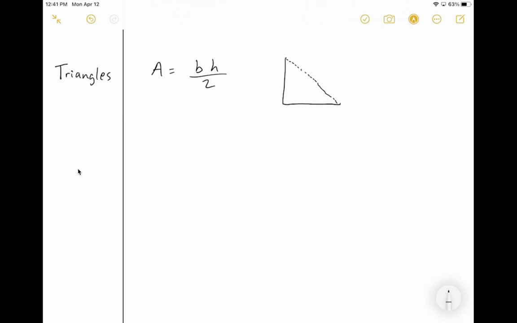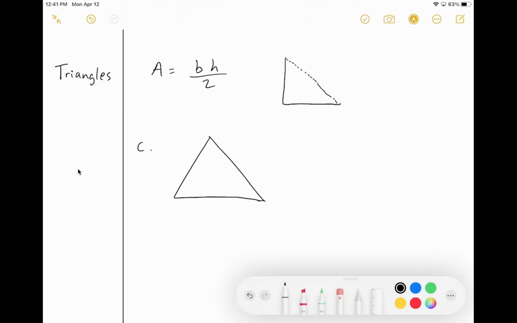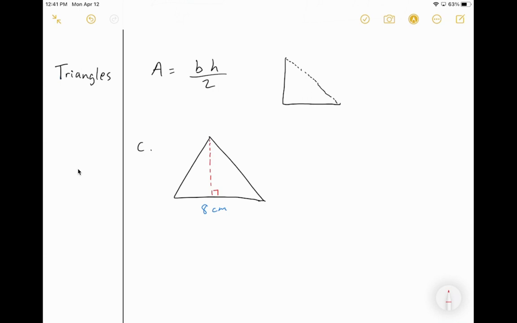Let's do an example here. And well, you'll see where it gets a little bit tricky. Right? So let's say we have this as an example. We have a triangle here. Okay. And this is going to be 8 centimeters. And this right here is going to be 5 centimeters. And this is going to be 6 centimeters.